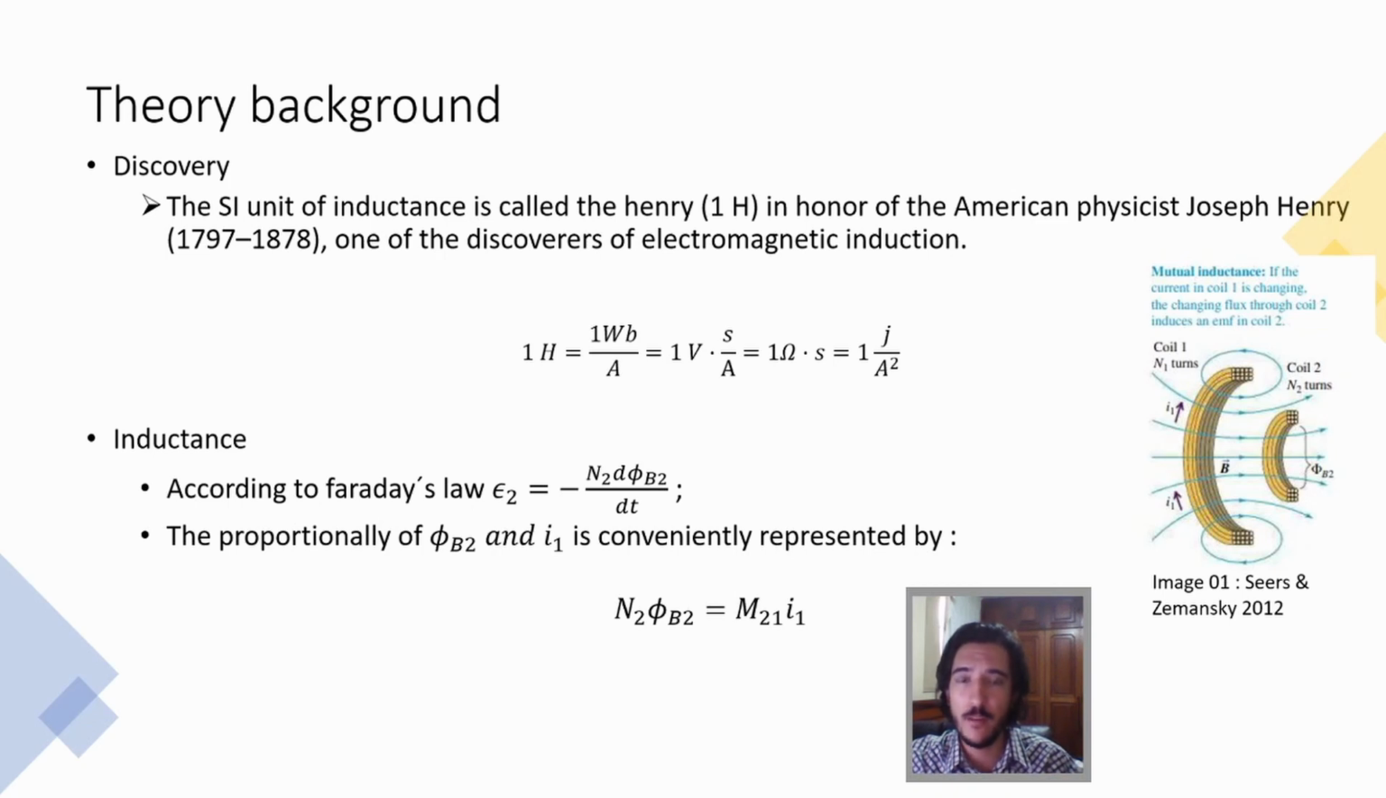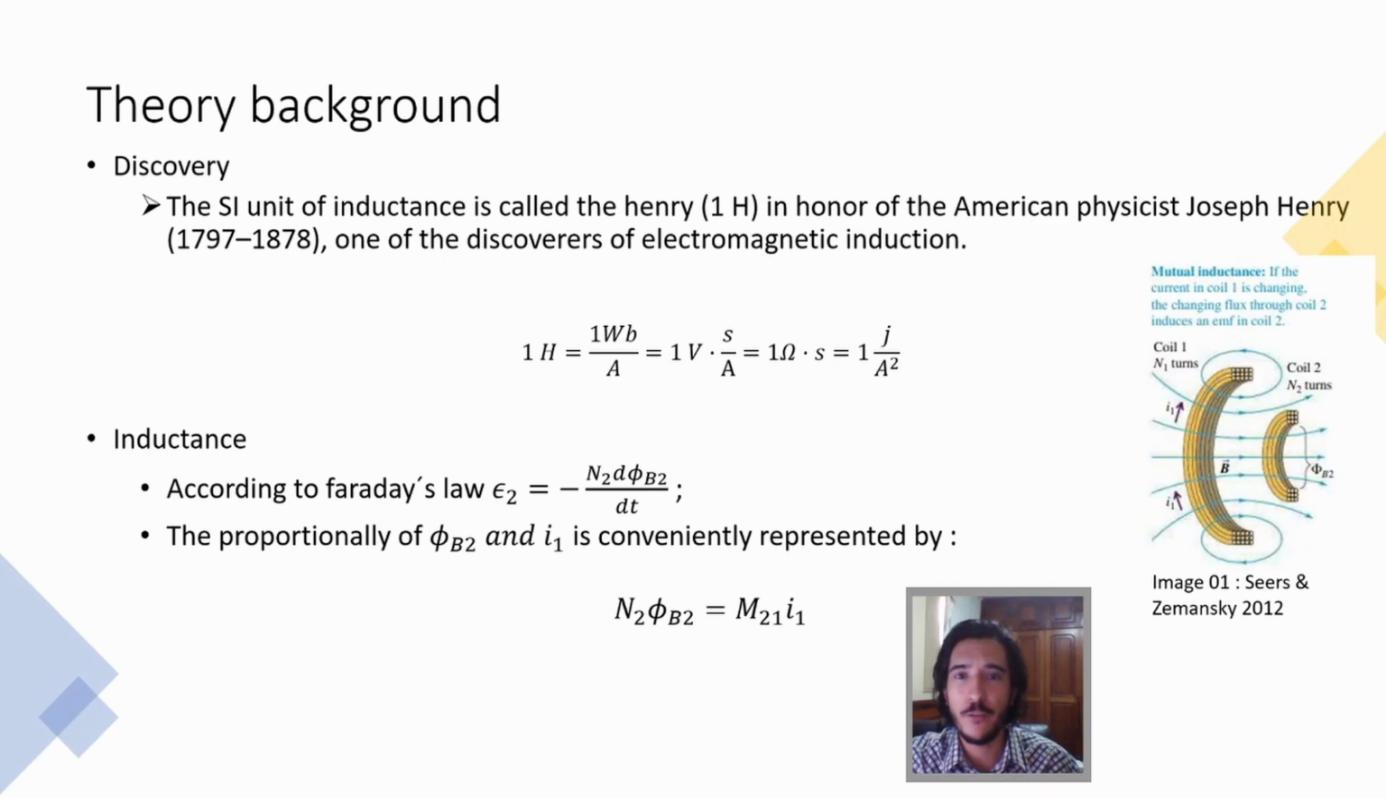So imagine there's a current going through coil 1. This current is going to create a magnetic field. That magnetic field is going to create a magnetic flux on the second coil, the smaller one. And if you change the current in the bigger coil, that's going to change the flux in the second coil. According to Faraday's law, that is going to create an EMF on the second coil. So the variation of the flux creates an EMF. That's Faraday's law. In this representation, I'm calling the flux in the second coil phi B2.